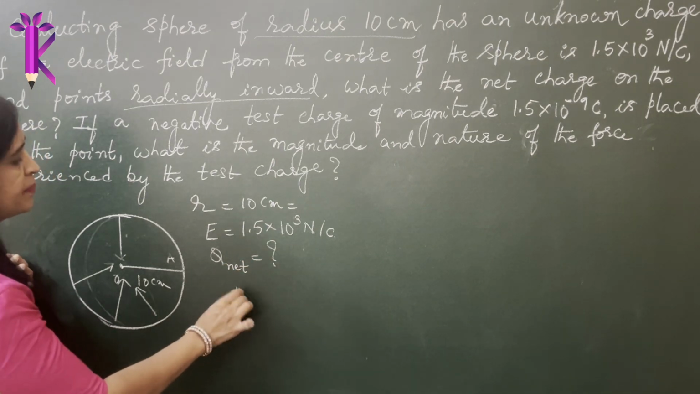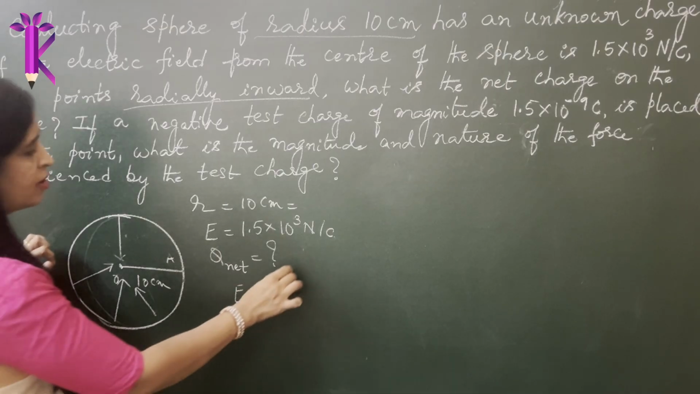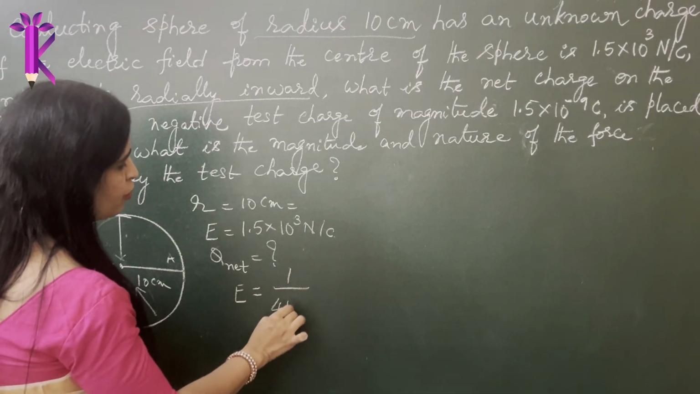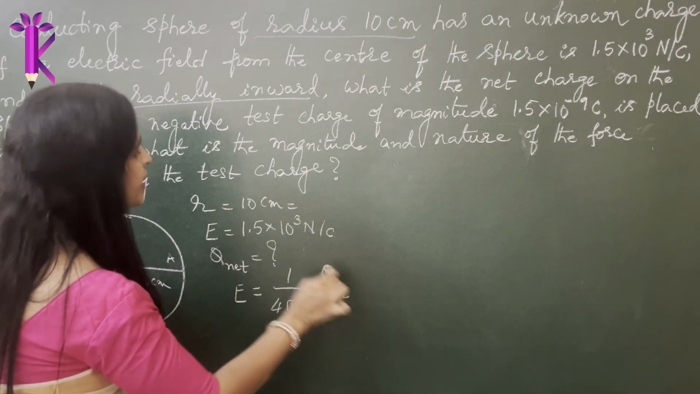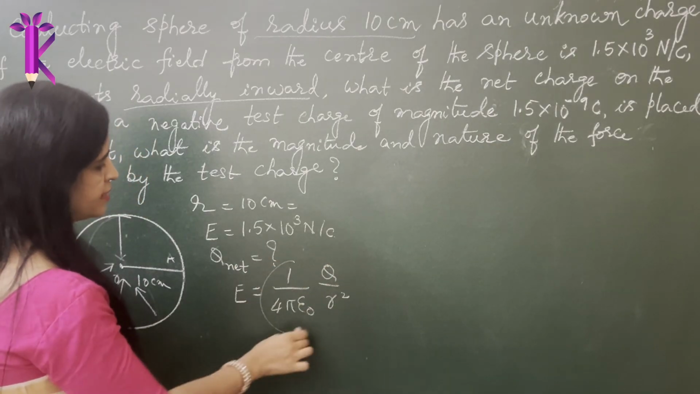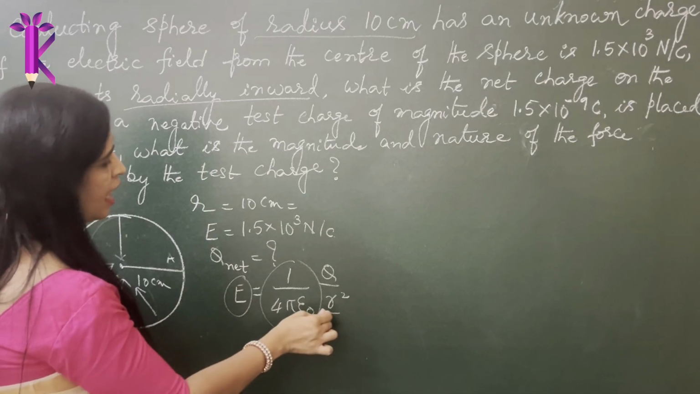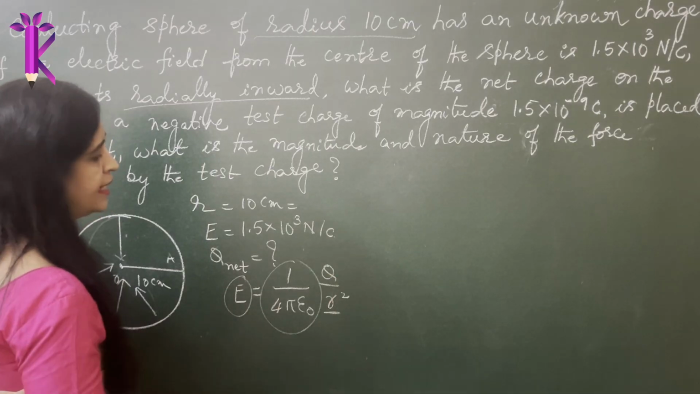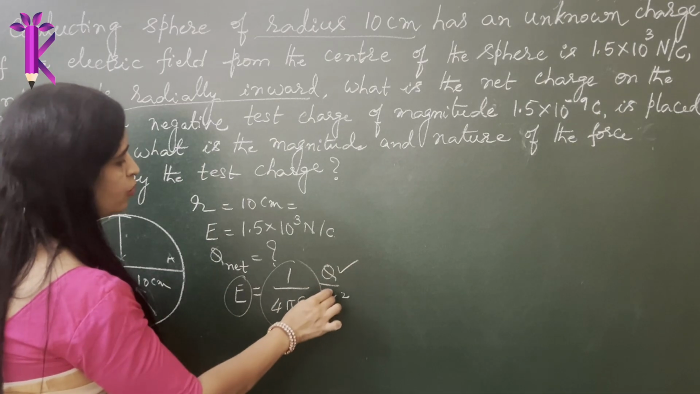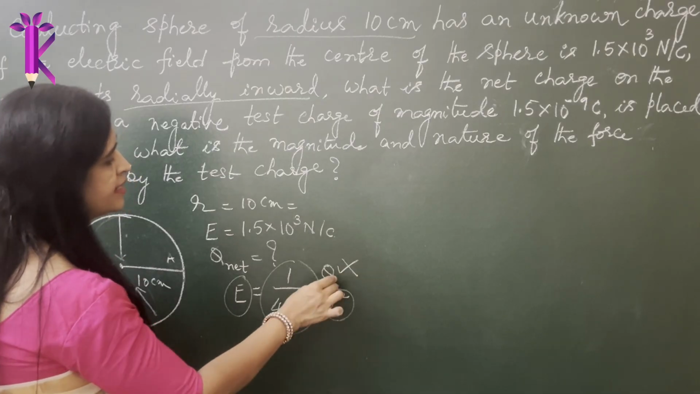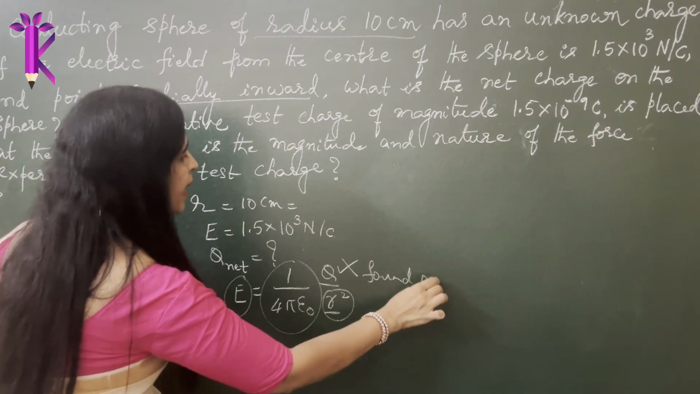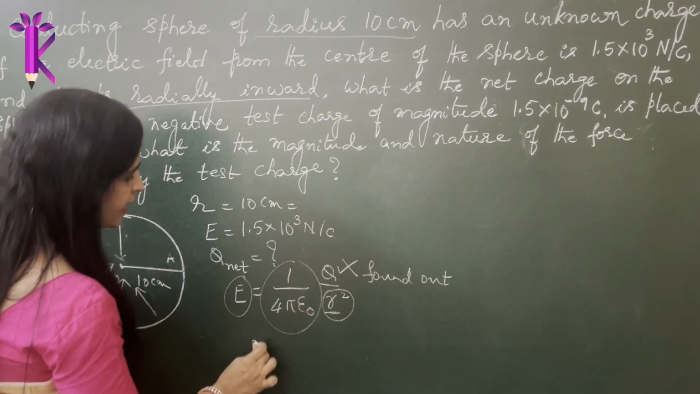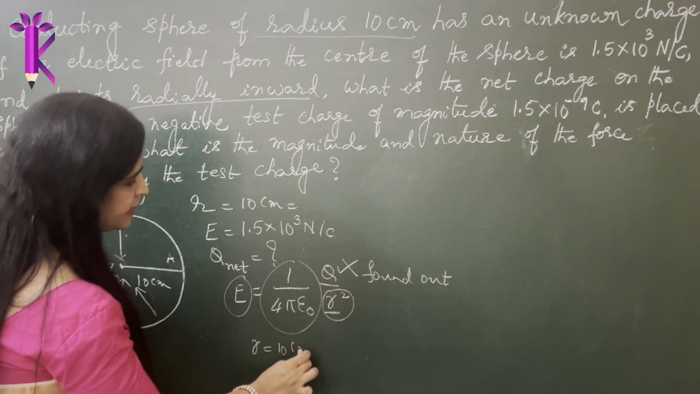Now it is very simple. Even if you do not know the concept, you know you have to only use 1 by 4 pi epsilon naught Q divided by R square. Now you know the value of this, you know the value of this, R is also given, Q only needs to be figured out. So the only thing that you do not know is this, and this needs to be found out. But my question to you is, can I use R to be 10 centimeter?